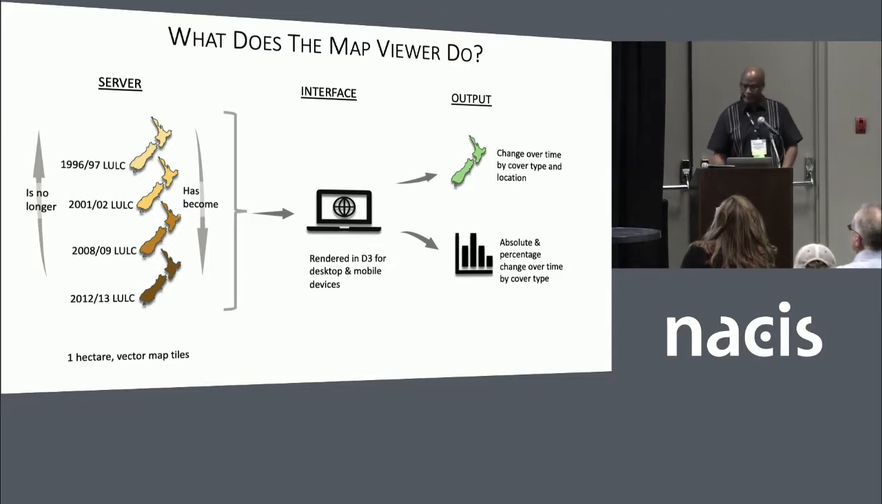And their classification is pretty good. It is at 1 hectare, and so they have tiled up this data, and they serve it to you in small payloads, so it's quite efficient when you are using it online.